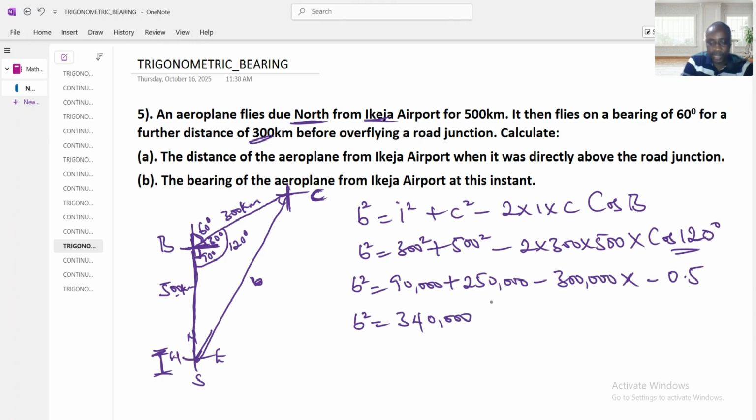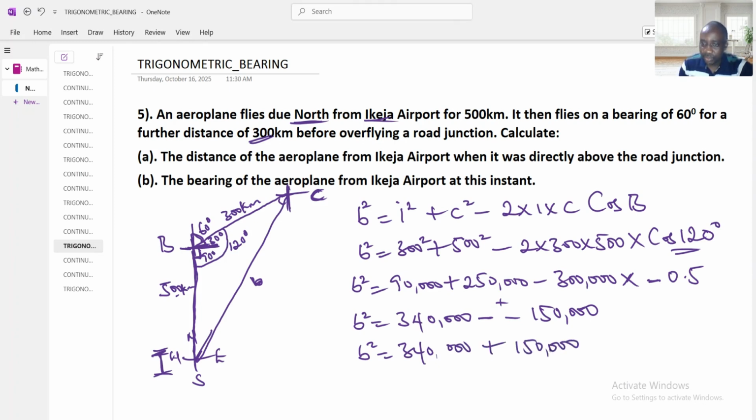Minus. Now let's multiply the 300,000 by 0.5. It's going to give me half of it, which is minus 150,000. Therefore, minus times minus is going to give us what? Plus. 340,000 plus 150,000. What is it going to give us? It's going to give me 490.